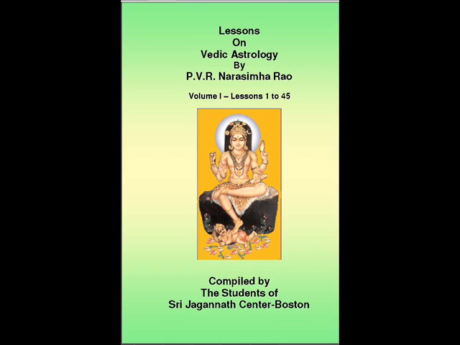Anybody? Taurus is a Shirshodaya Rasi. No, not Taurus. Gemini is a Shirshodaya Rasi. Good. Leo is a Shirshodaya Rasi. Virgo is a Shirshodaya Rasi, Libra is a Shirshodaya Rasi, Scorpio is a Shirshodaya Rasi, then Aquarius is a Shirshodaya Rasi. These are the Shirshodaya Rasis. Did you get the list? Gemini, Leo, Virgo, Libra, Scorpio, Aquarius. These are the Shirshodaya Rasis.